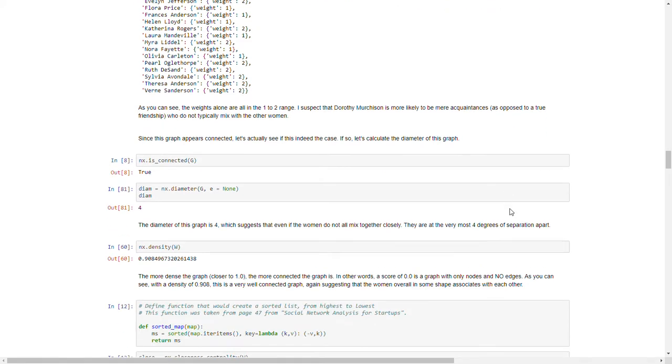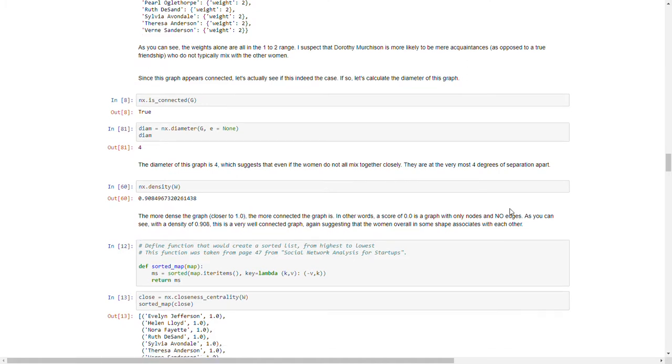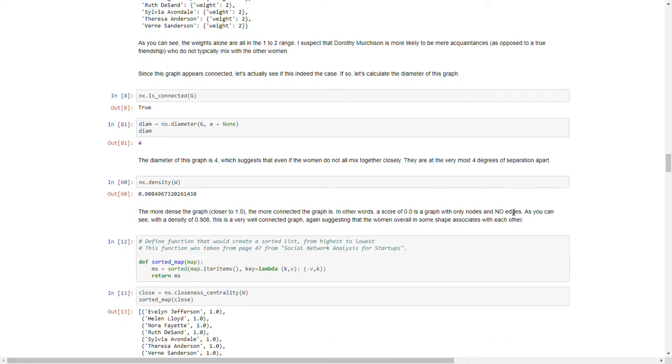So here we take a look, just to make sure that the graph is connected. The diameter is 4. So it does suggest that some women don't mix together as closely. They can be at the very most 4 degrees of separation apart.